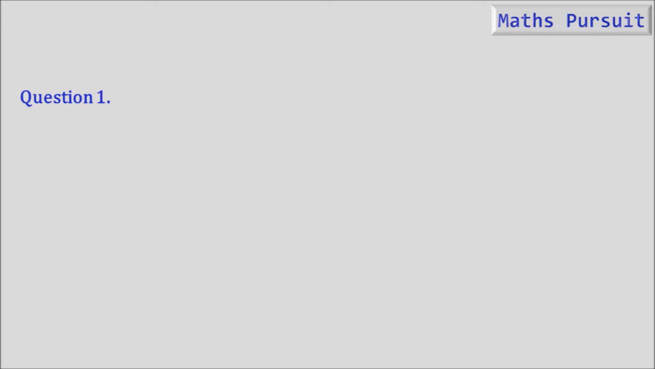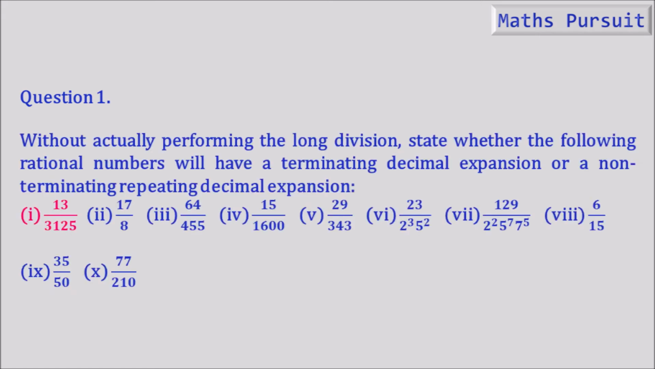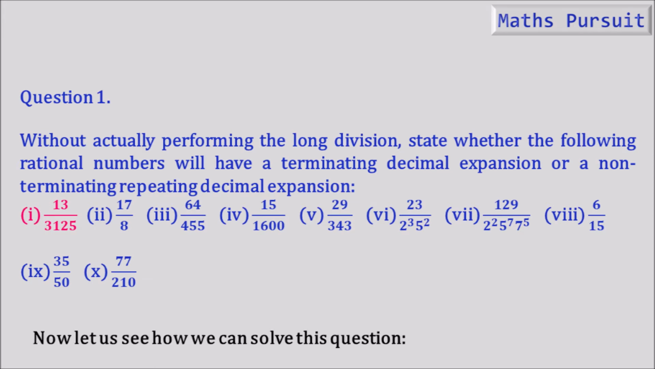Coming to question number 1, it is mentioned that without actually performing the long division, state whether the following decimal numbers will have a terminating decimal expansion or a non-terminating repeating decimal expansion. That means the question is asking us to find out about the given rational number, whether it is terminating or non-terminating, without actually performing the long division. So let's see how we can solve this question.